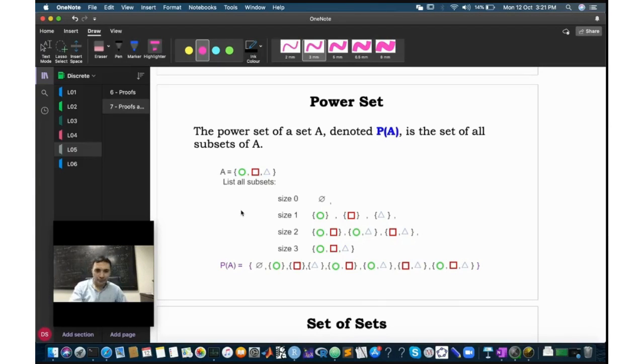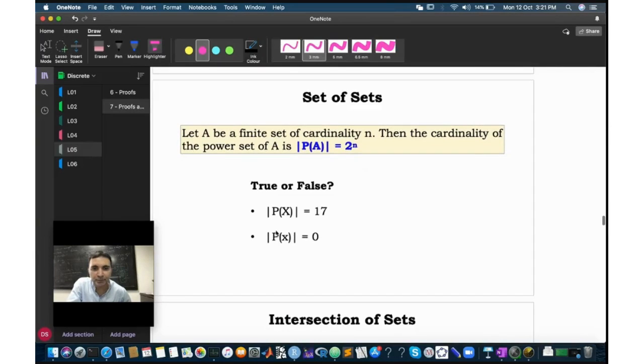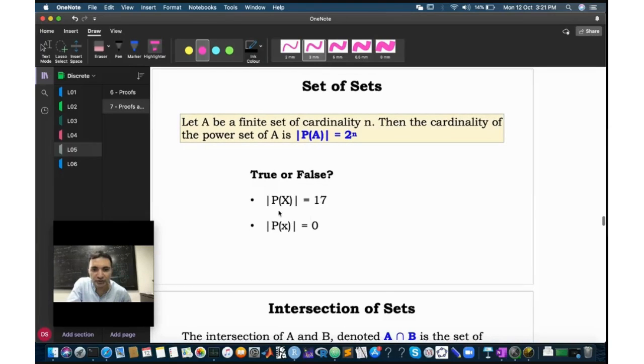Okay. All right. Set of sets or family of sets की हमने बात की. We know that the cardinality of power set is 2 raised to power n. These two statements, are they true or false? There is an arbitrary set x, उसके power set का size 17 है. There is an arbitrary set, उसके power set का size 0 है. Are these two statements true or false?